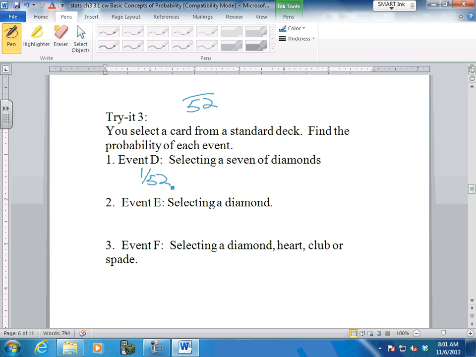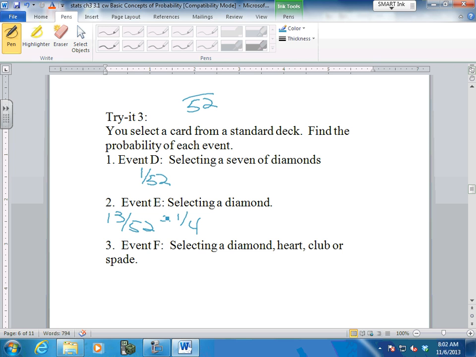What is the probability of selecting a diamond? 13 out of 52, or how many suits is that out of your total? 1 out of 4. That's what that reduces to. What is the probability of selecting a diamond, a heart, a club, or a spade? Yeah, it's 1. That's the whole deck.